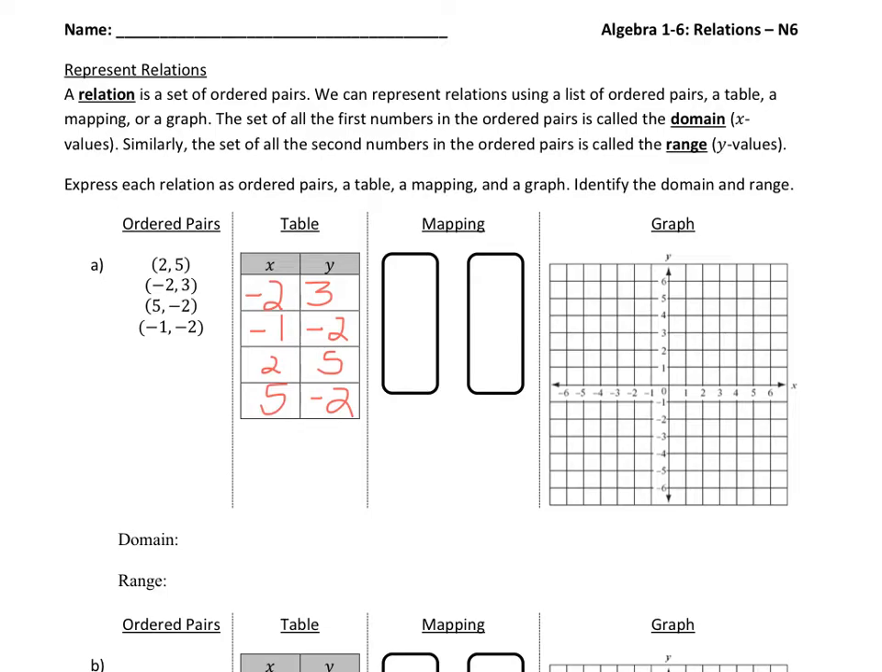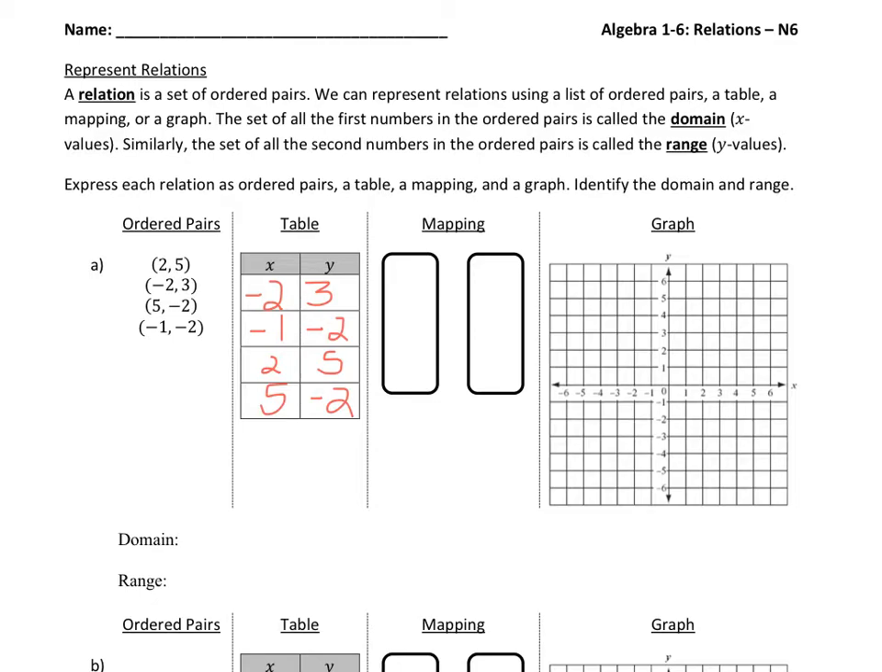Next up is the mapping. The mapping is indicated by either two rectangles or two ovals, depending on where you're looking. The left oval represents your x values or your domain. The right oval represents your range or your y values. All we have to do is list our x values in one box and our y values in the other. There are two conditions: they have to be in numerical order, smallest to largest, and each number can only be represented once.